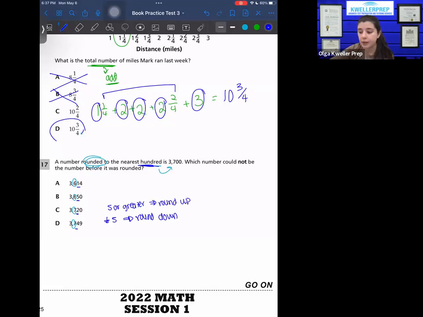So let's play this game, right? In this case, 4 is less than 5, so we're going to round down. So that means that's 3,700. 2 is less than 5, so we round down. That's 3,700. 5 is 5 or greater, so instead of 36, we round up to 3,700. And then finally, 1 is less than 5, so we round down, and this would stay as 3,600, not 3,700, so A is our answer.